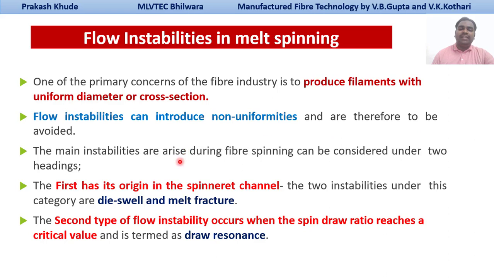The main instabilities that arise during fiber spinning are considered under two headings. The first has its origin in the spinneret channel, where two instabilities occur: die swell and melt fracture. The second type of flow instability occurs when the spin draw ratio reaches a critical value, which we call draw resonance.